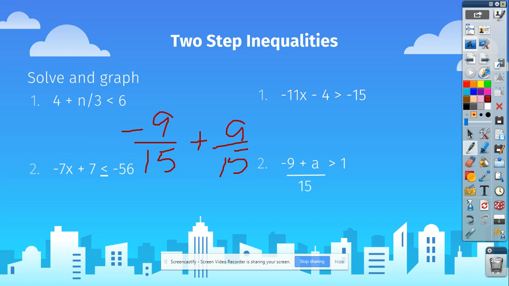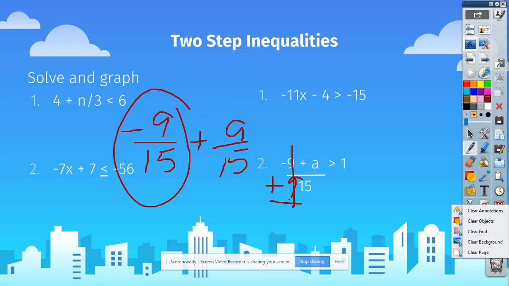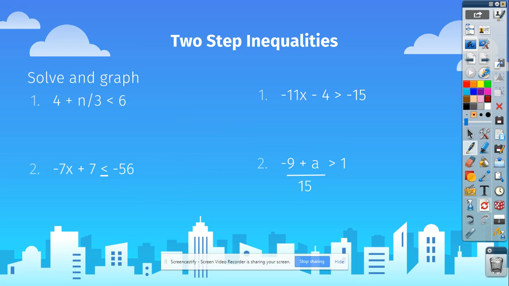Okay? So if you were to just add the 9, that's not really a 9 sitting there. That is actually a negative 9/15. And that's just going to make our life very difficult. So if this fraction bar is dividing this whole expression up here, we are going to do the inverse operation. What's the opposite of dividing? That'd be multiplying. So in this case, we're going to multiply by 15. That cancels. Now I'm left with negative 9 plus a is greater than 15. Now it looks just like normal.